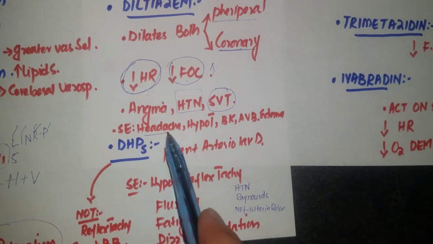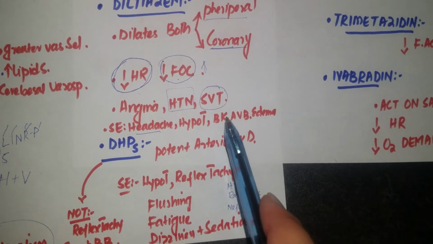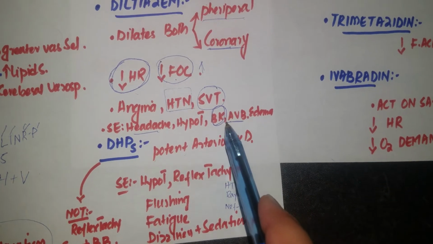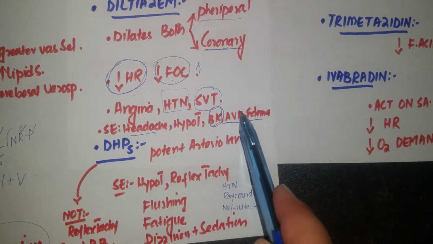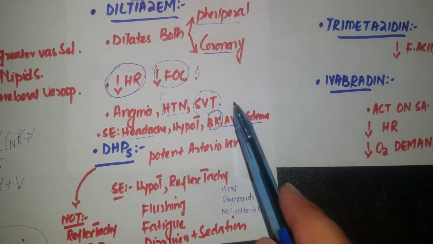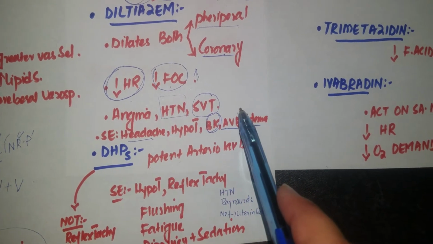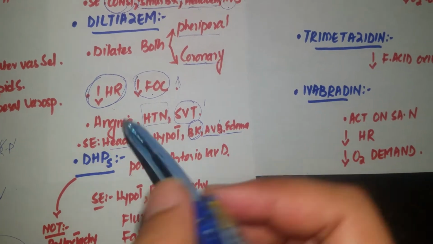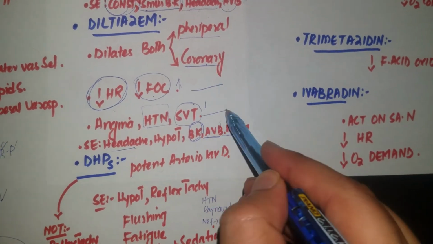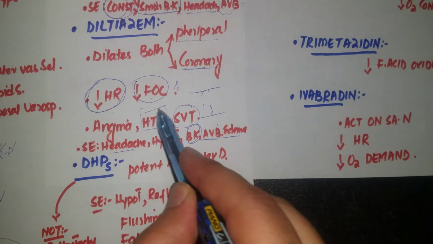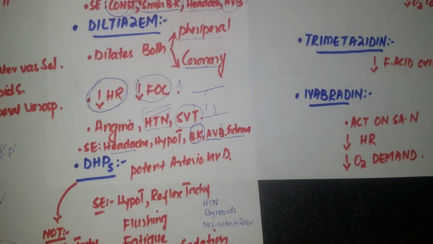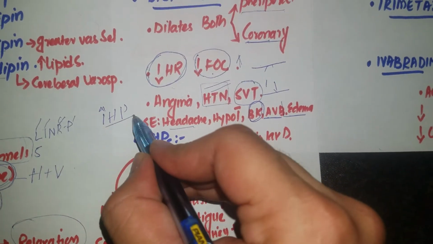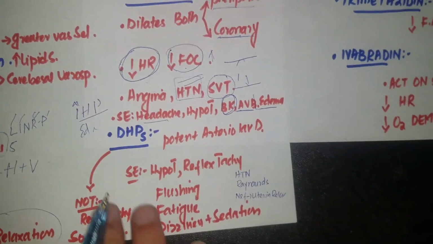The side effects are headache, hypotension, bradycardia because of action on the SA and AV node, AV block, and edema. Edema occurs because they act on arterioles and arteriolar dilation occurs. So when the arterioles are dilated, there is an increase in the post capillary pressure, which increases the hydrostatic pressure and which increases the chances of edema.